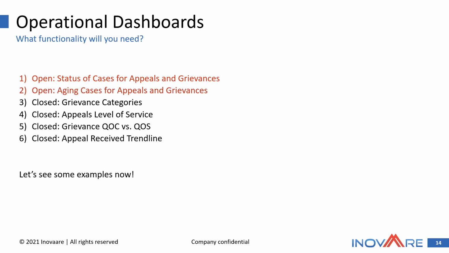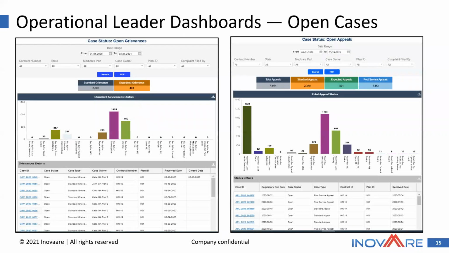It's really helpful also to see on the closed side, maybe your call driver. So what are your top grievance categories? You're going to want to see a dashboard related to that. You're going to want to see a dashboard related to maybe quality of care versus quality of service grievances, a little bit of a breakdown around that. And then you're also going to want to see an appeal received timeline or trend line, so you can see when you've received those appeals over time, because there may be cyclical periods that you're going to want to evaluate. So Gabe, if we can, let's go ahead and jump to, yeah, thank you.